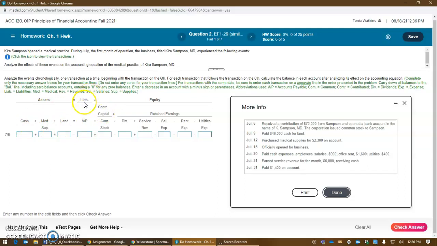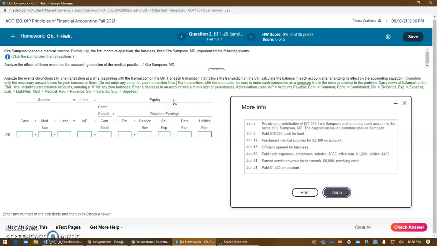Okay? Liabilities are anything that we owe, any money or any services that we owe an outside source. Could be a bank, a person, an employee, or a vendor, companies that we purchase our supplies from. This one is accounts payable. They only have one.